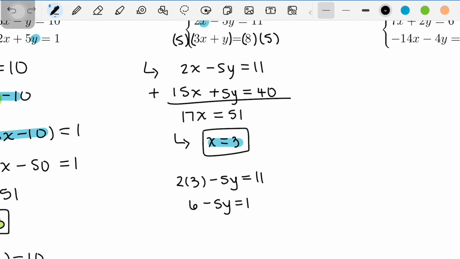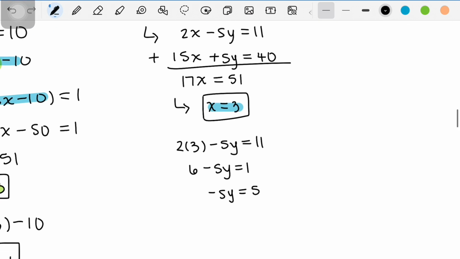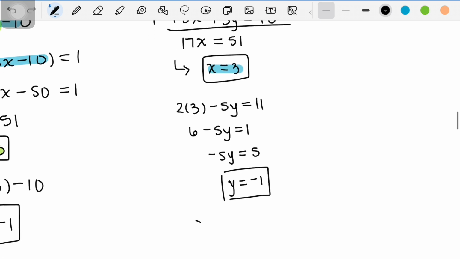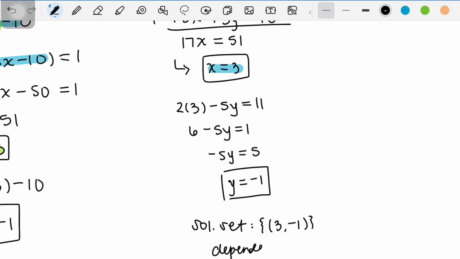We'll get this here, by subtracting 6 on both sides. And dividing by negative 5 on both sides, we're going to get y is equal to negative 1. So we're actually going to end up with the same solution set as the last example. That's just a coincidence. 3, negative 1 here. So we do have one solution, so these equations are going to be dependent.